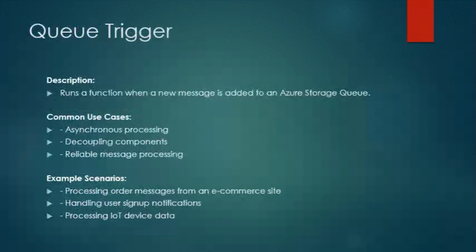Timer trigger. It runs a function on a predefined schedule. For example, if you want to perform a certain task at a certain time interval, in that case you can use the timer trigger. As the name suggests, it is commonly used for scheduled tasks, maintenance activity, and periodic data processing. Examples of this are a daily database backup, weekly report generation, and hourly data aggregation, right?